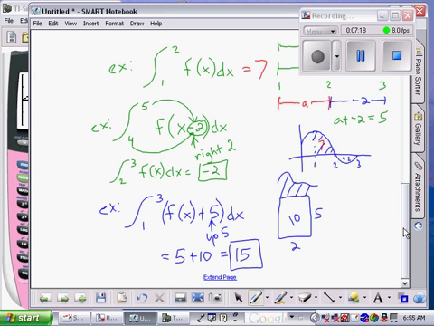And that's pretty much everything we've done with the fundamental theorem of calculus. So is there anything there that you need to ask about? Because I'm going to shift over and do some review.